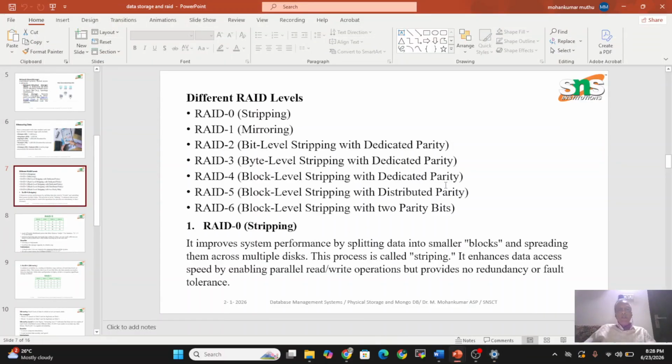Then RAID 5 is block level striping with distributed parity, and RAID 6 is block level striping with two parities.